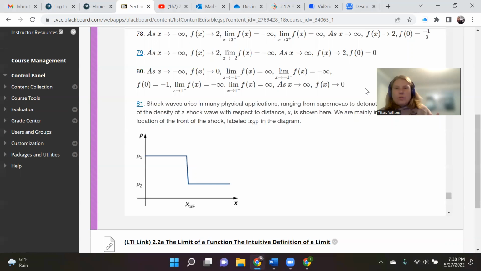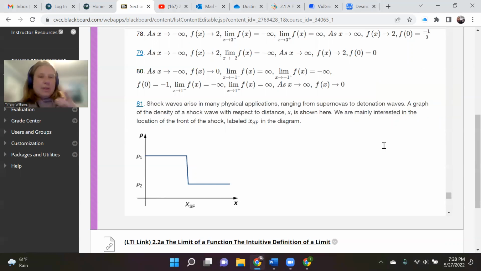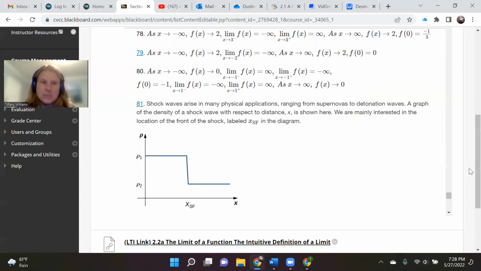So we're going to do a quick word problem here, kind of put everything into context together because word problems are what makes math like where you use it in the real world. So shock waves arise in many physical applications ranging from supernovas to detonation waves. A graph of the density of a shock wave with respect to distance x is shown here. We are mainly interested in the location of the front of the shock labeled XFS in the diagram.